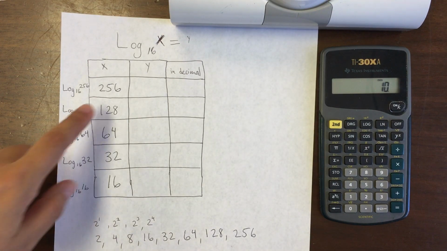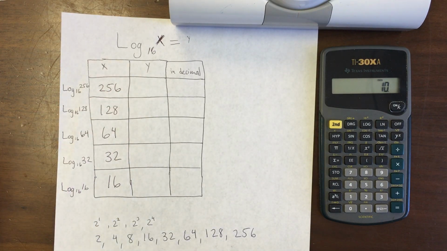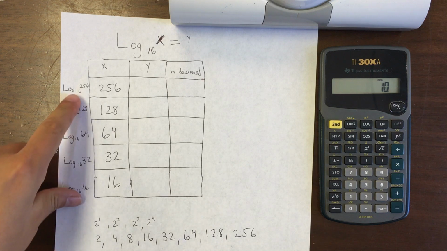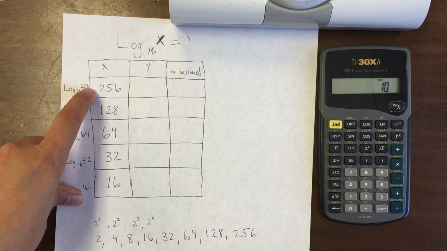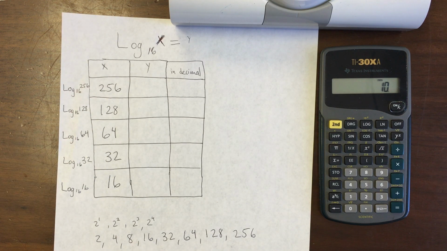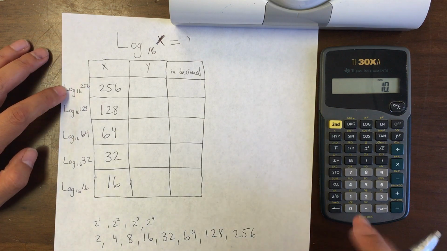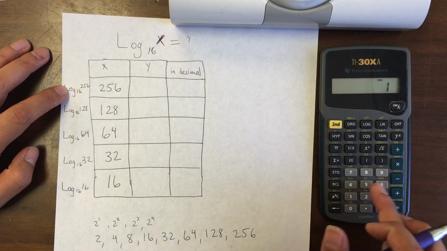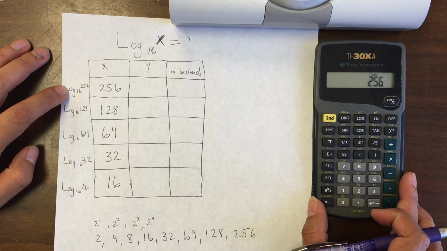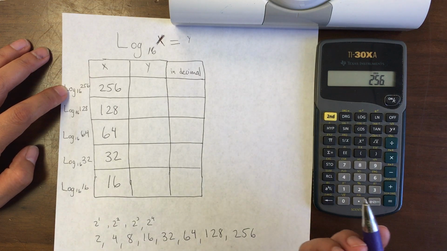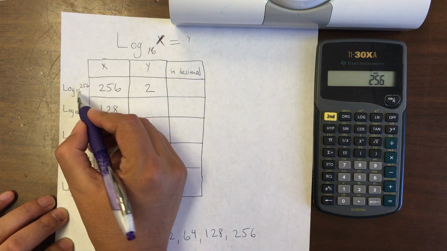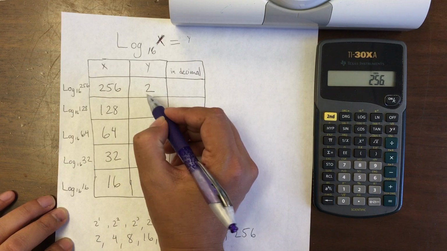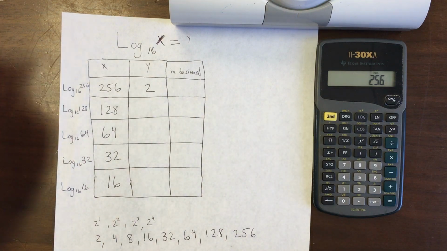So what would be the value? Remember from previous lessons, this is telling me 16 to what power equals 256? And the answer is going to be, well, 16 times 16 is 256. So my y value is going to be 2, because 16 multiplied times itself 2 times equals 256.